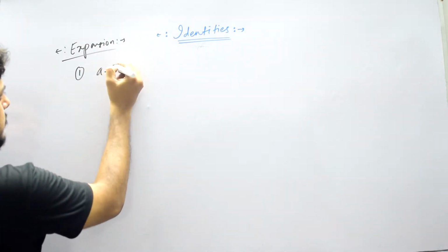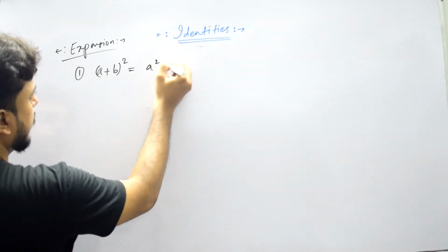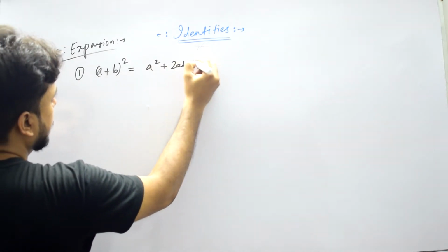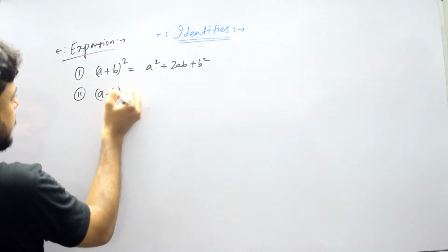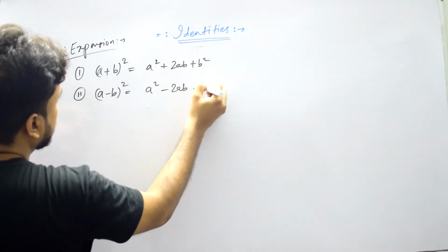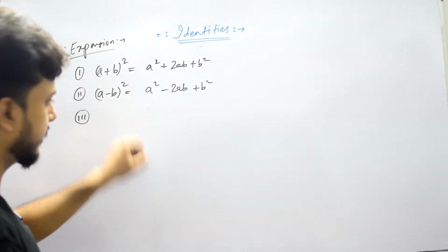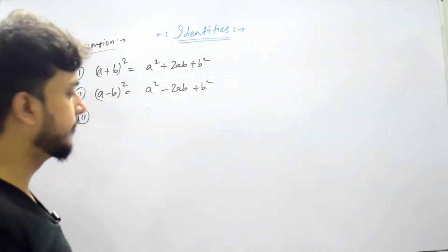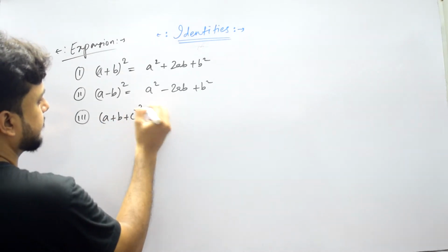So (a plus b) whole square is a square plus 2ab plus b square. Similarly, we have a formula for (a minus b) whole square, which is a square minus 2ab plus b square. And the third formula, which is important, is for a trinomial, that is (a plus b plus c) whole square.